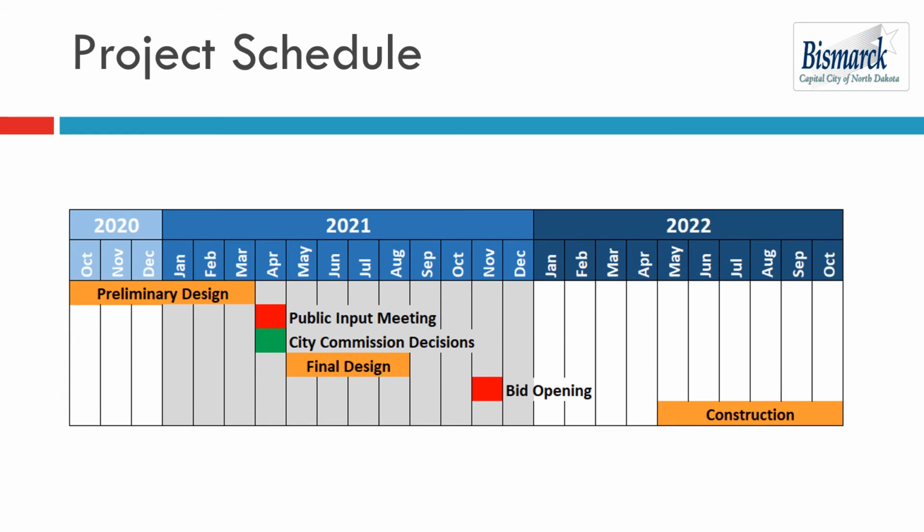The next step is to present the alternatives discussed to the Bismarck City Commission. We anticipate that occurring in late April. At that point, the Commission will determine what alternatives and options shall be carried forward into final designs. Upon decisions from the City Commission, the project can proceed into the final design stages. This stage is anticipated to be completed by August of this year. During that time, the city will prepare final plans and specifications for contractors to bid. The project is currently scheduled for a November 2021 bid opening, with construction starting and taking place in 2022.